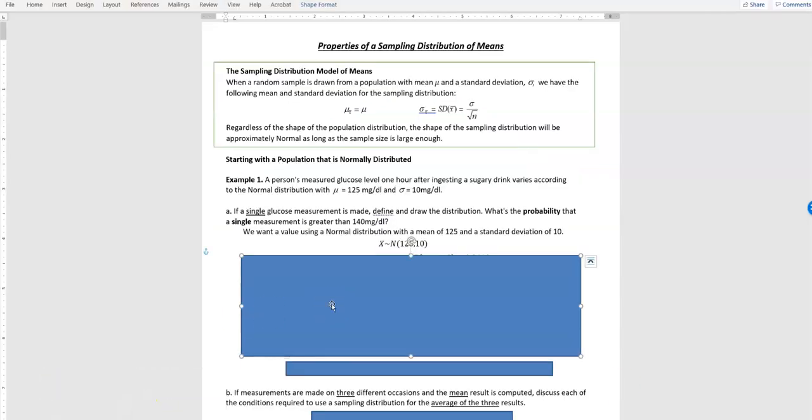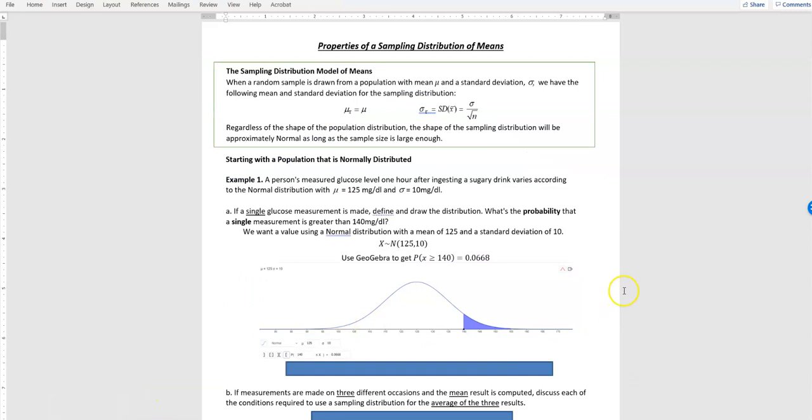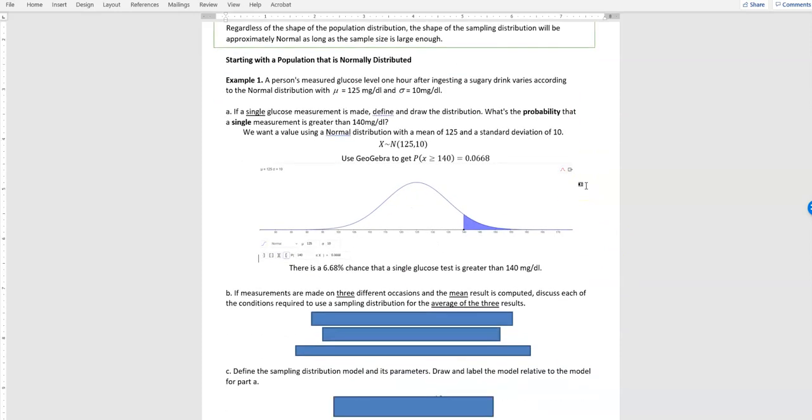Now I'm going to go back here and show you what we had on that page. We used GeoGebra to get 0.0668. And that's the picture that we saw. And what does that mean? What that means is that if you move this over 2 places to put that as a percentage, there's a 6.68% chance that a single glucose test will be greater than 140. So that's one person. One person comes in. It could be that that one person is quite a bit different than the average. When you're looking at one thing, that can happen very often.